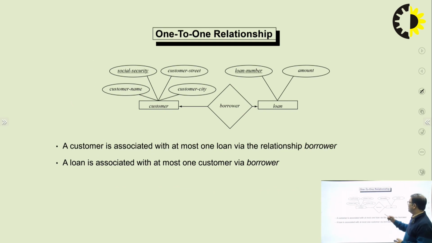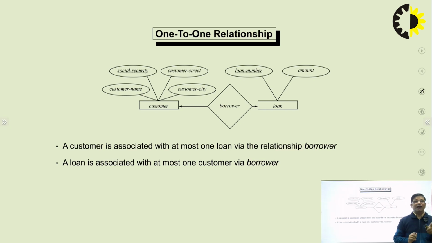For example, a customer can borrow a loan and the loan can be related to this customer. If only one loan can be taken by the customer, it is a one to one relationship. There is only one customer and one loan. A loan account is associated with one customer and this customer is associated with one loan.